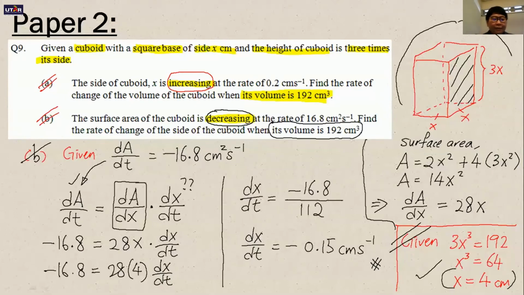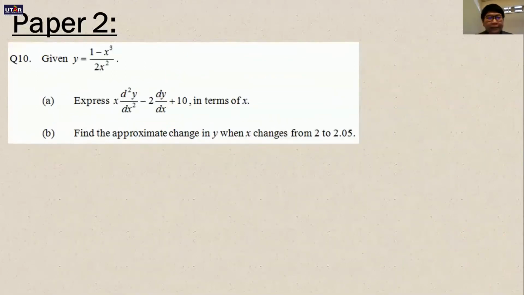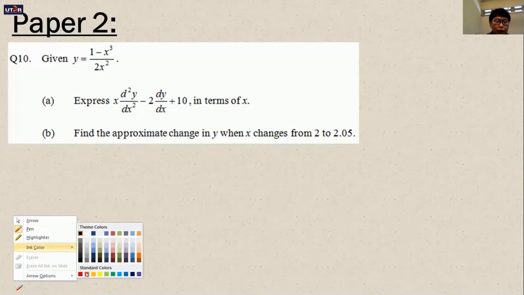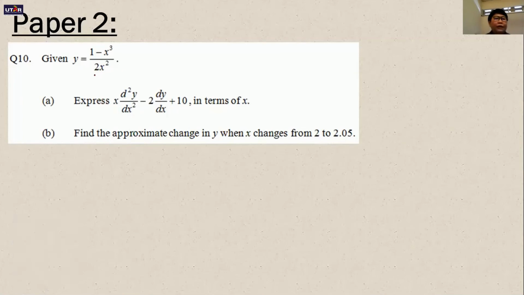So this is question number 9, about the rate of change problem. Now we look at the last question for today's session, question 10. Express x times the second derivative of the function minus 2 times the first derivative of the function plus 10 in terms of x. So you need to differentiate one by one. If you look at the question, it looks like you need to use the quotient rule. But if you look carefully, actually no need to use the quotient rule, because you can simplify it.